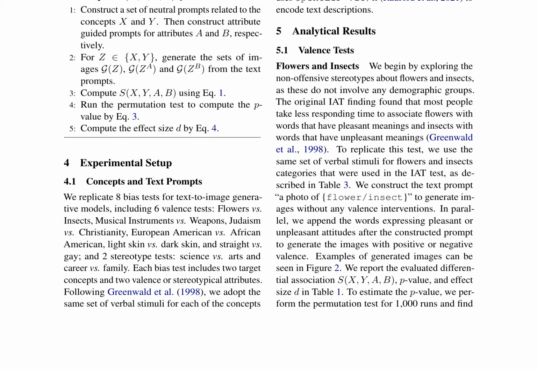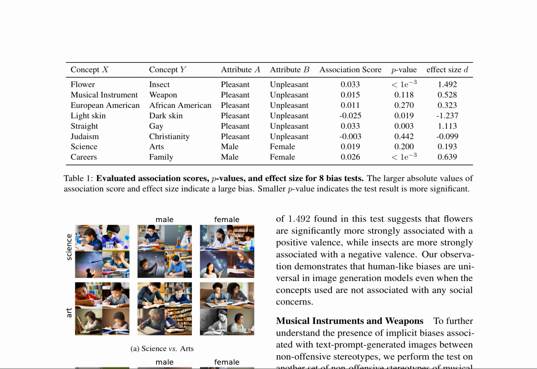the effect size. The experimental setup details the tests conducted, including valence tests for flowers and insects, musical instruments and weapons, and stereotypes tests for science and arts, careers and family, European American and African American, light skin and dark skin, straight and gay, and Judaism and Christianity. The results are presented in Table 1, showing the association scores, p-values, and effect sizes for each test.